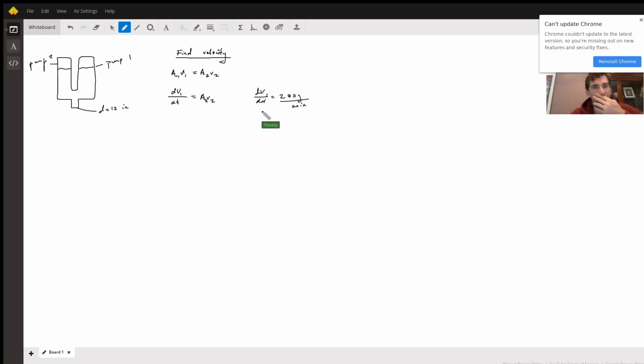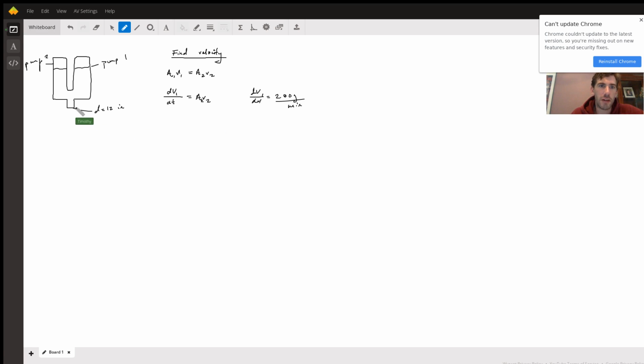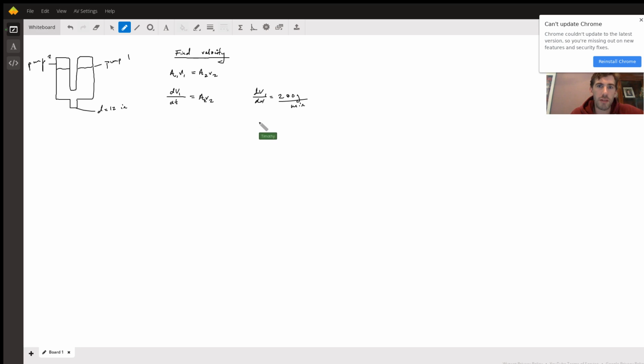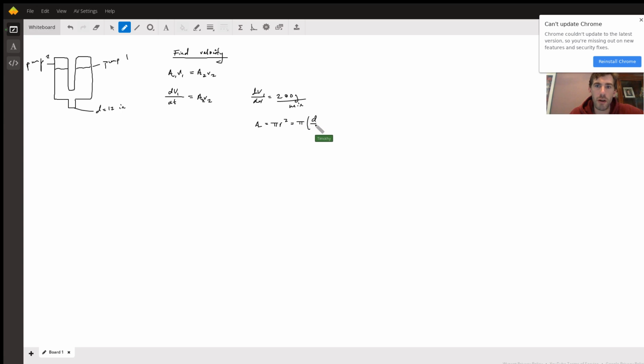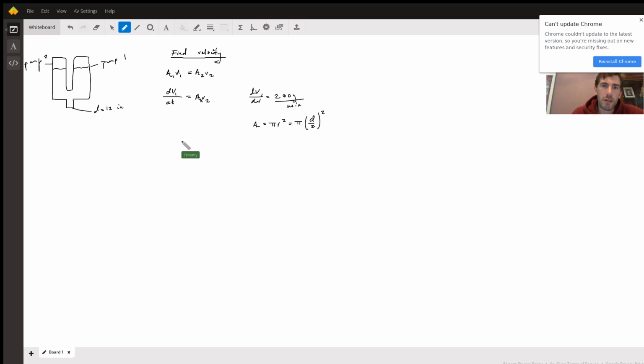All right. And it's also saying that we have a cross-sectional area that's passing through the discharge point, and that's going to be A is equal to pi r squared, which is equal to pi times the diameter over 2 squared. All right. So what we're going to do is just rearrange the equation because we're trying to find the velocity that this is leaving in feet per second. So we'll say V2 is equal to 1 over A2 times dV1 over dt.